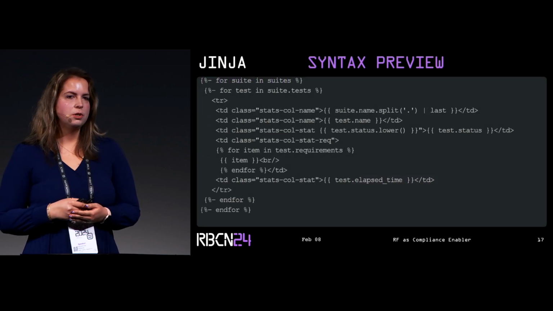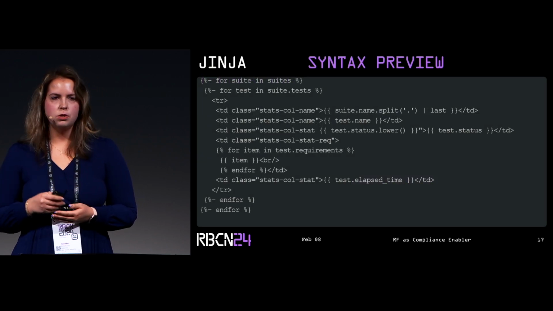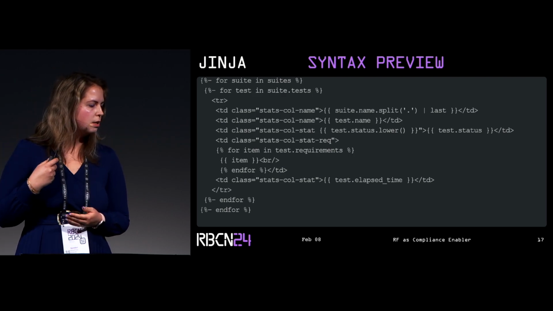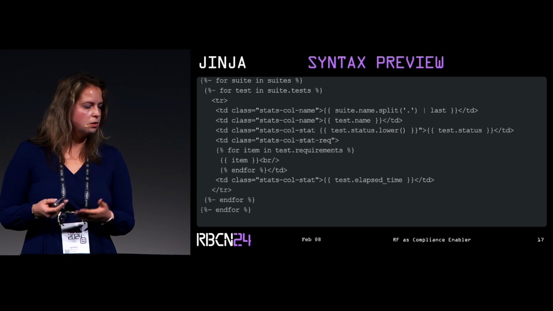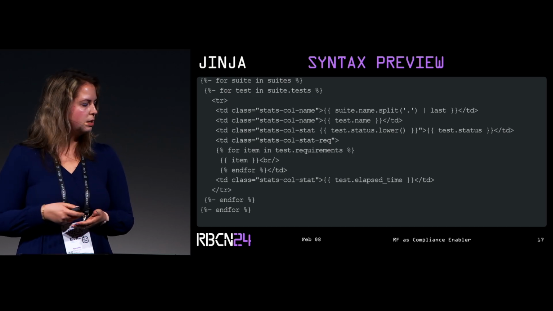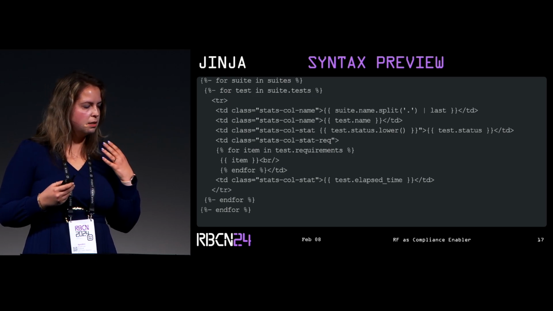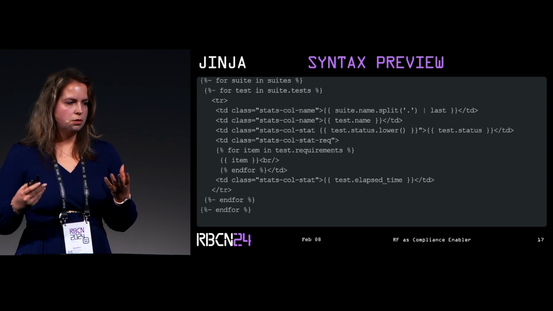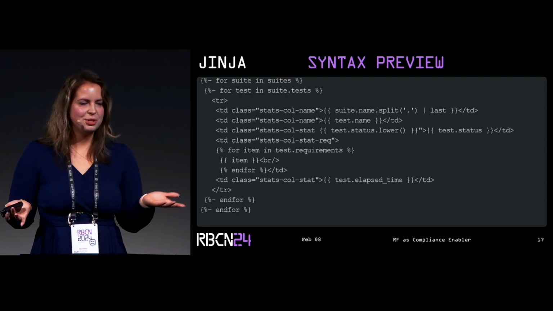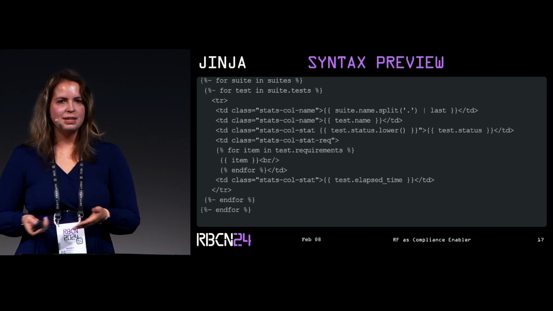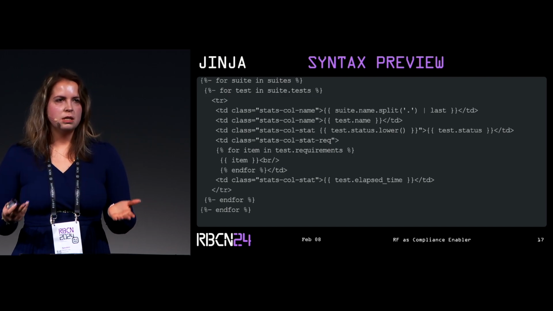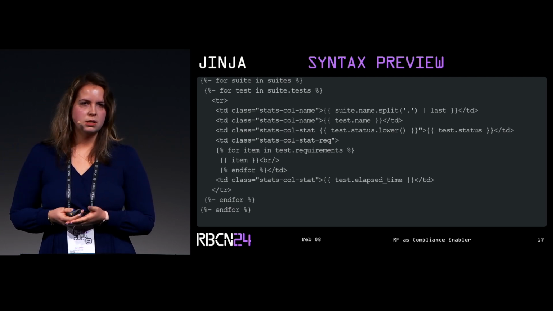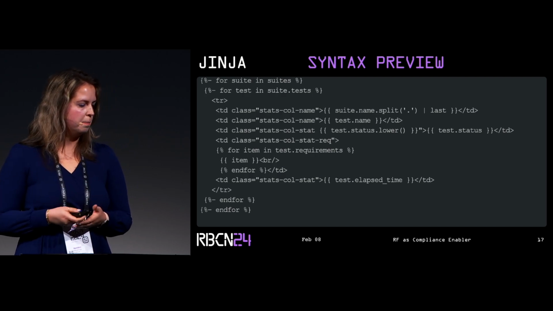There is a syntax preview of Jinja. You can see you can do for loops, you can create tables and iterate on the data that you get from the listener. You can basically use any HTML possible, so you can use classes, you can use IDs, you can use CSS styling, so whatever fits into the good documentation practices in your company, you can use in here.